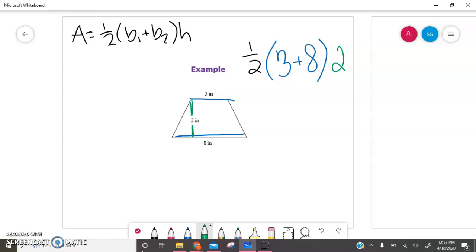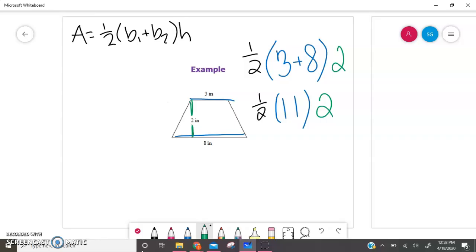So let's go ahead and start solving. What would we need to solve first? If you said adding 3 plus 8, you are correct. 8 plus 3 is 11. And then we can fill in the rest of our formula. So let's bring down that 1/2. And let's bring down that 2. And now we can go ahead and start.